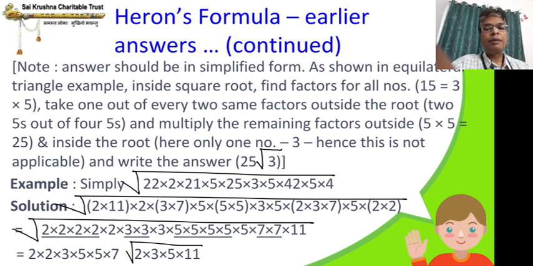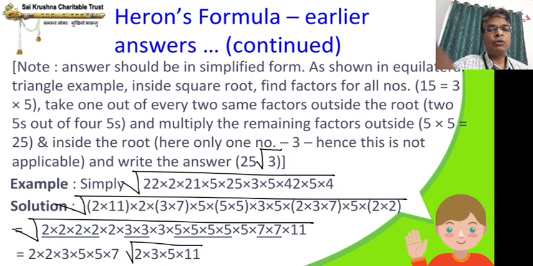Wherever pairs are there, that is, there are 4 2's, take 2 out of 4. That is, for every 2 same numbers, take out 1. So, as I have written in the previous paragraph, since there are 4 2's, take 2 2's out, leave 1 2 inside. There are 3 3's, take 1 3, leave 1 3 inside. 5 5's, so out of 4 you take 2 5's outside, leave 1 5 inside. 2 sevens, take 1 7 outside, and 11 leave it as it is.